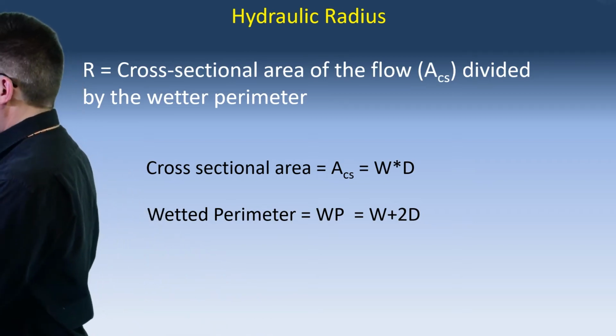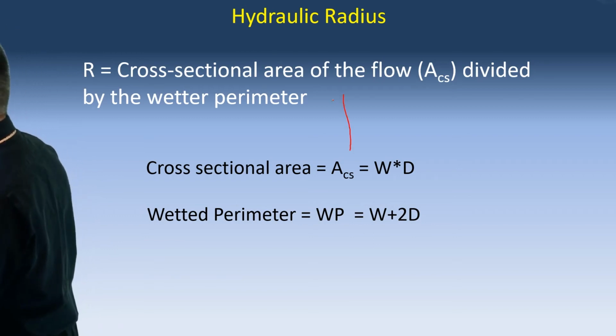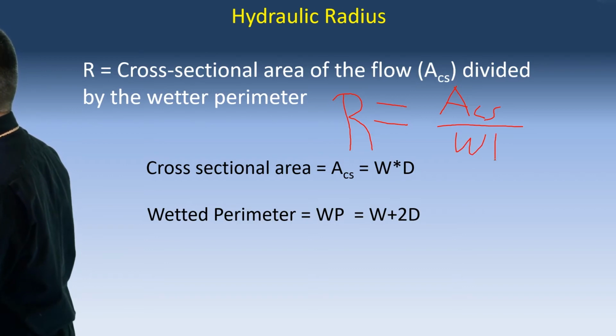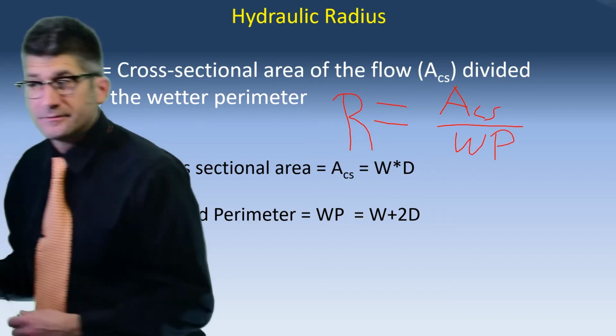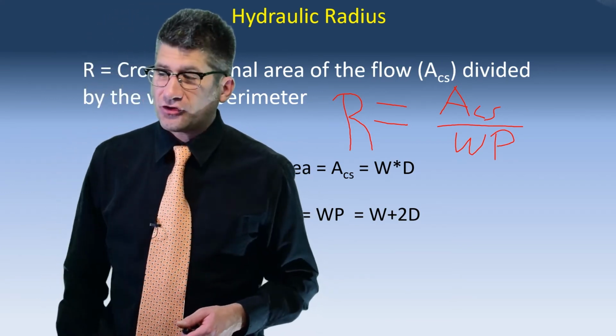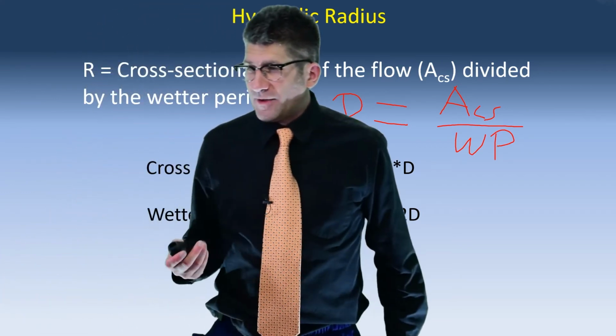So if we want to do this again, R is now equal to ACS divided by WP. ACS divided by WP. That is our hydraulic radius. All right, what about that channel roughness?